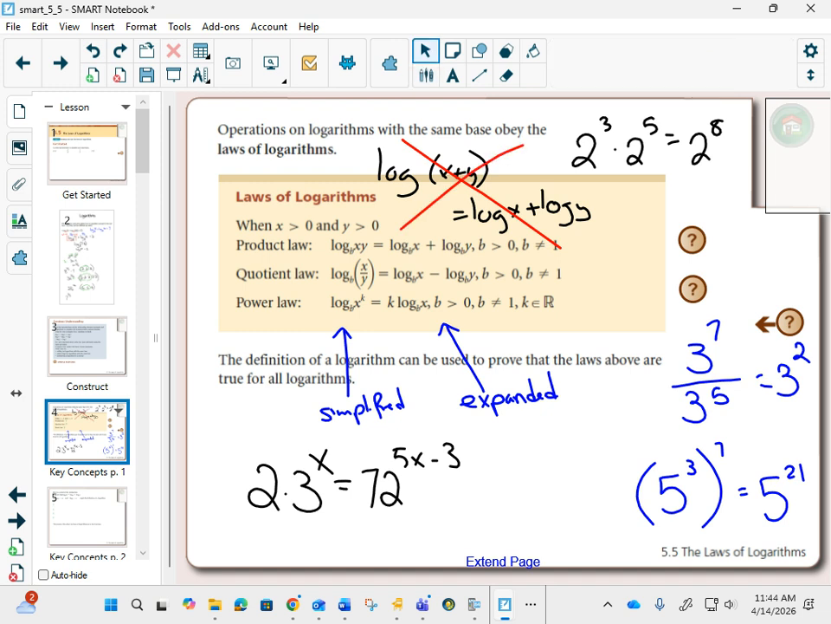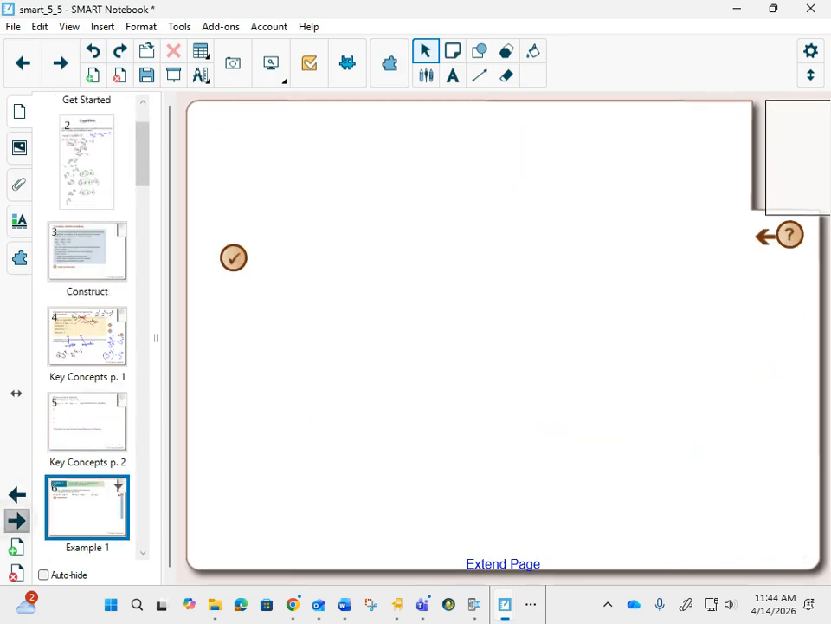Catastrophic mistake means I stop marking. If you make the catastrophic mistake in step 1 of a 4-mark question, you're done. Doesn't matter what you do after that. So, we don't want to make up log laws. These are the ones that we have, and they have to match up perfectly to work.